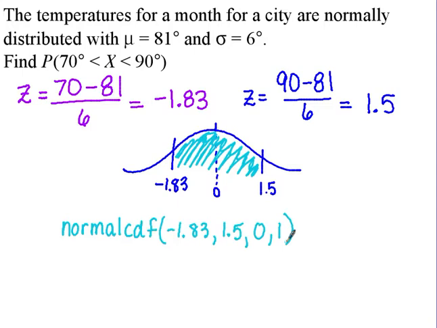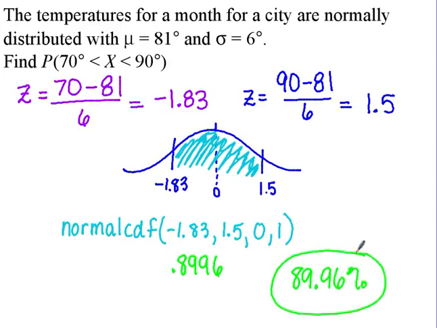Now when I calculate that, I end up getting 0.8996, which comes out to be 89.96%. So let's see what that means. That means that 89.96% of the time you will have temperatures between 70 and 90 degrees. Okay, let's go ahead and look at another problem.